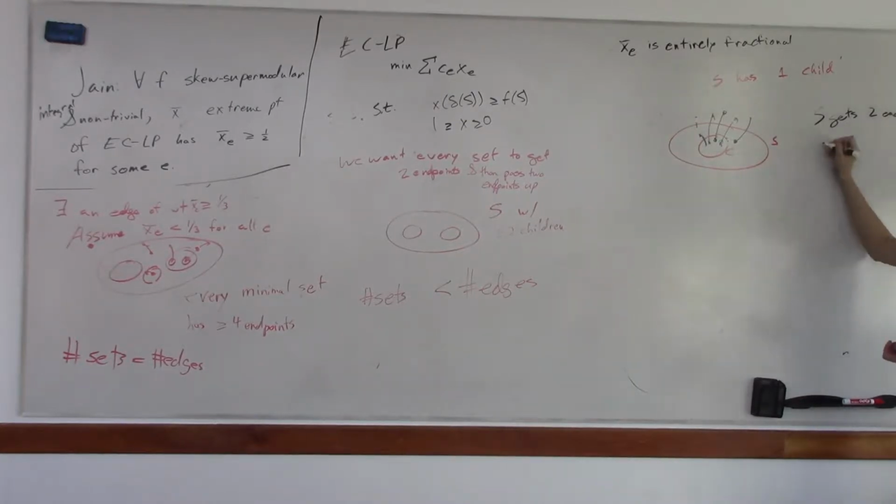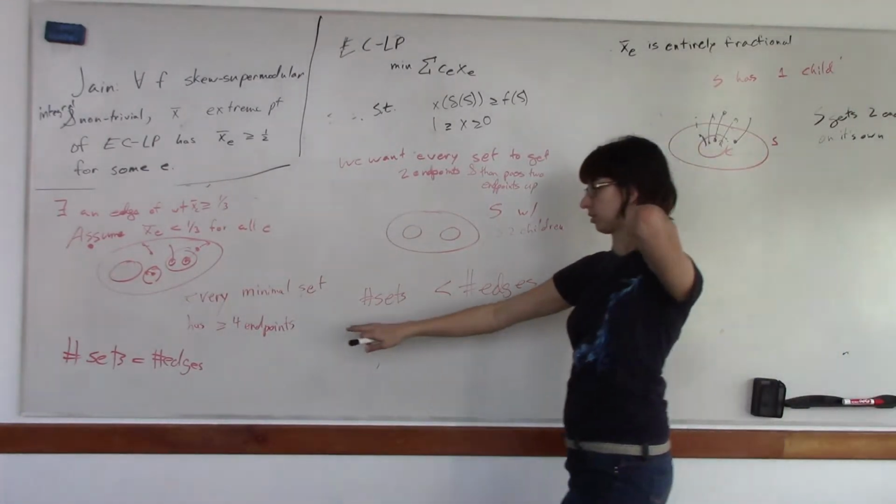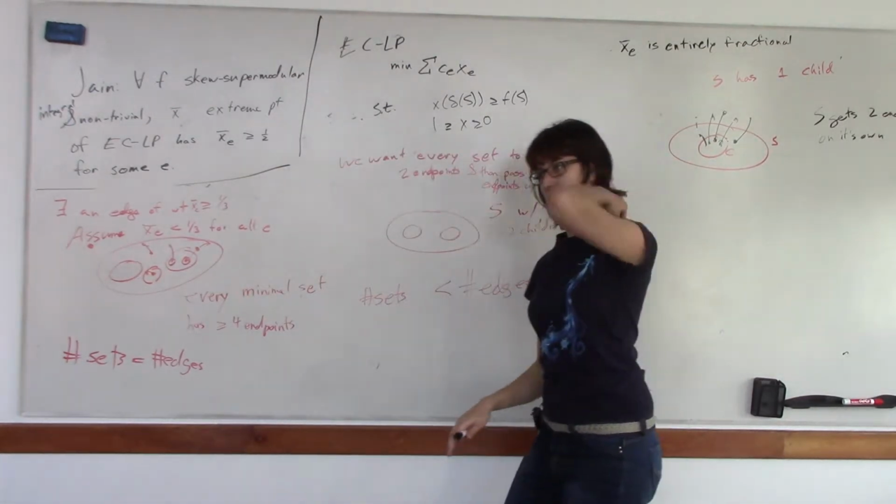on its own. And we're using the fact that x bar is less than 1/3 for everything. Actually, we only needed that it was fractional for this case. The only part where we used x bar is less than 1/3 was for starting at the minimal size.